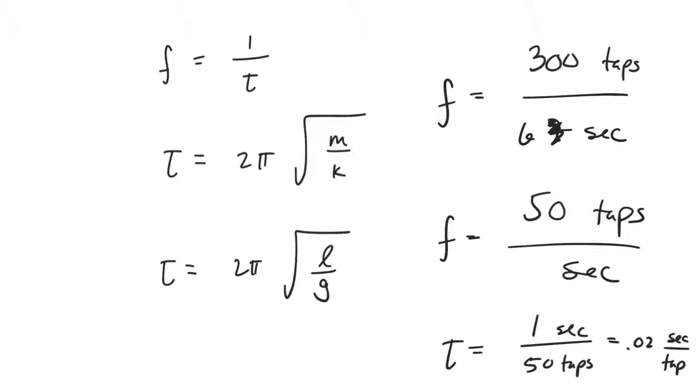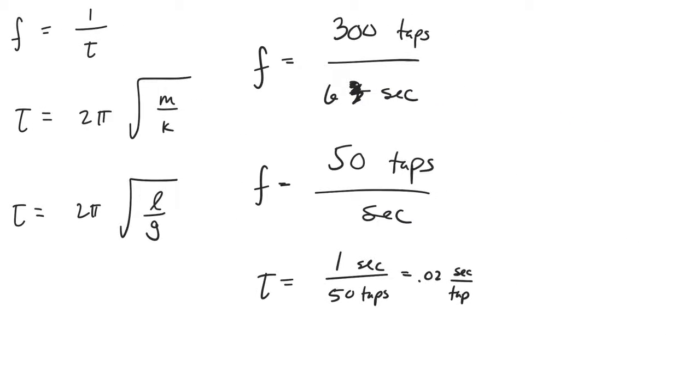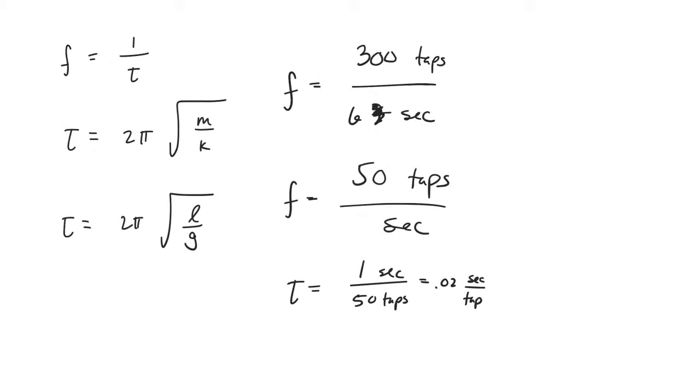And what's another unit for seconds? What's another unit for taps per second? Go back up to frequency. Taps per second. Oscillations, what is it? Hertz, good. So another way of writing this is 50 hertz. Okay, 50 hertz.